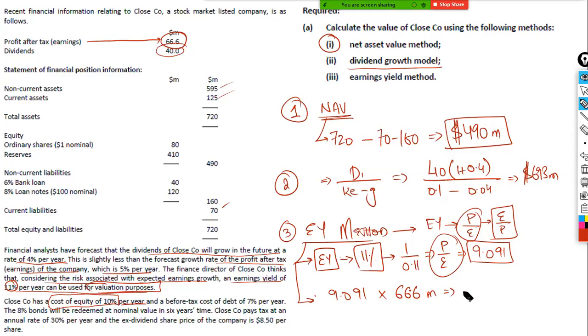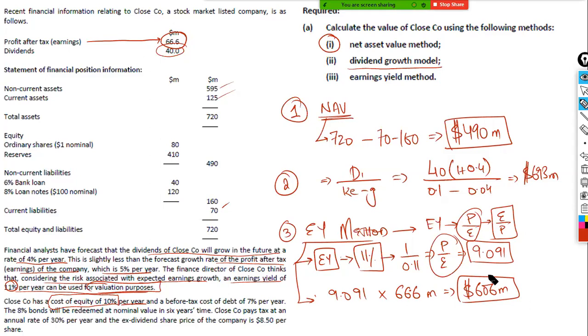66.6 million. So 66 point, which gives you the answer of 66.6 million. The answer comes to be $606 million. So I've simply used the price to earnings ratio method in itself. This is the without growth method, because they have also given me the growth for earnings.